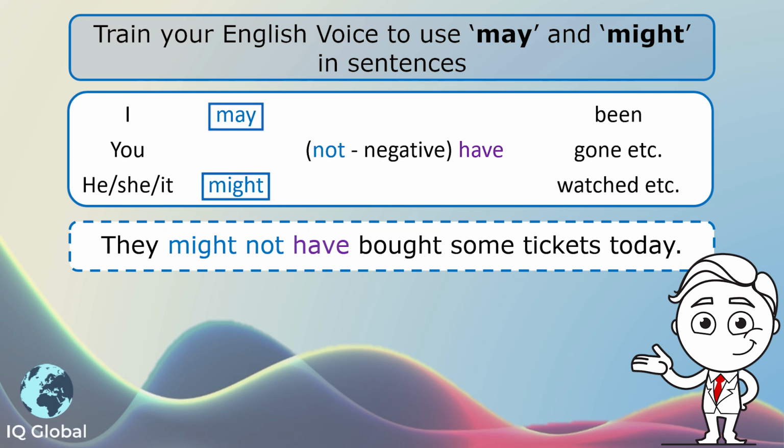Do you see that may and might can be used interchangeably? Both those sentences are correct. Okay. They is the subject. Now we used might, not makes it negative, and because it is past tense, we have the word have followed by bought.